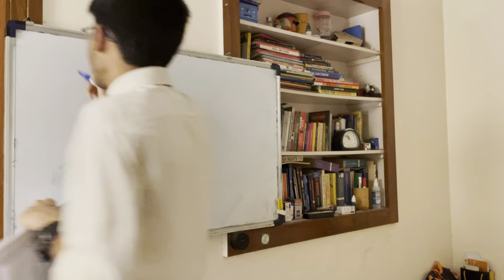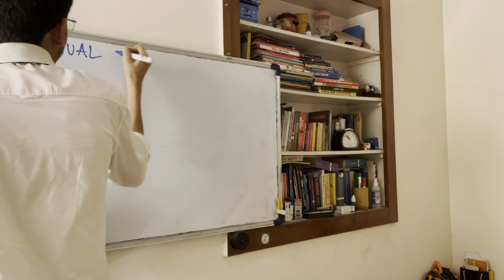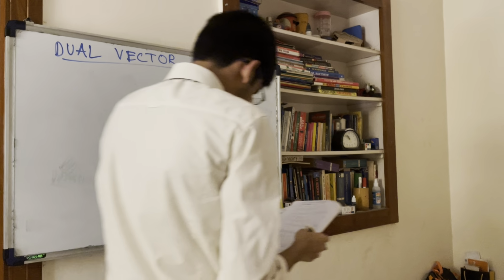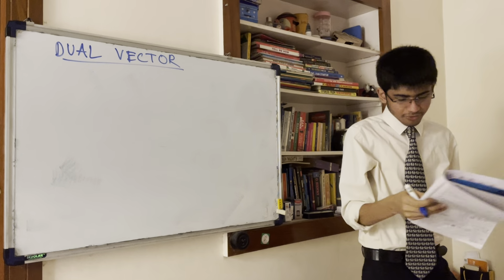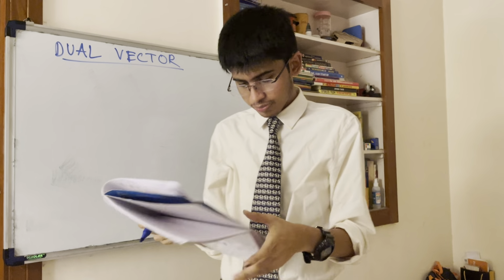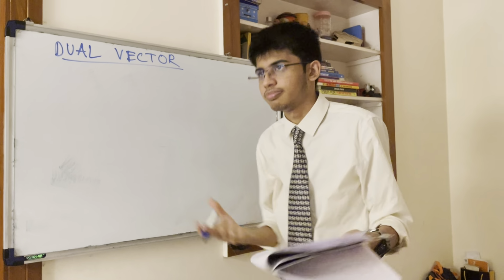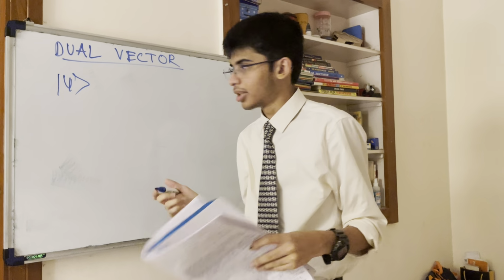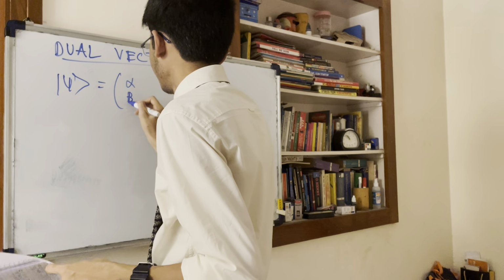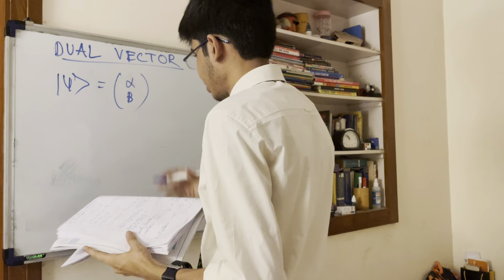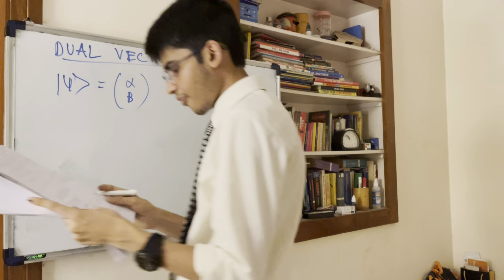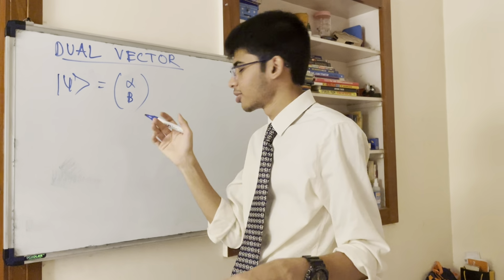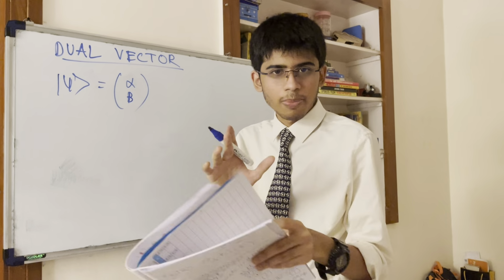So we have the dual vector. Now, what's a dual vector? If we have a normal vector, let's say a vector as we talked about, psi, with some alpha and beta, this is a column vector, and it is called the ket. Now the dual vector is what forms the bra part of the bracket. So if this is the ket part, we need the bra part to form the bracket.